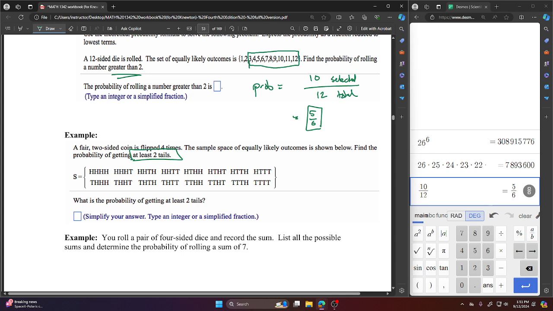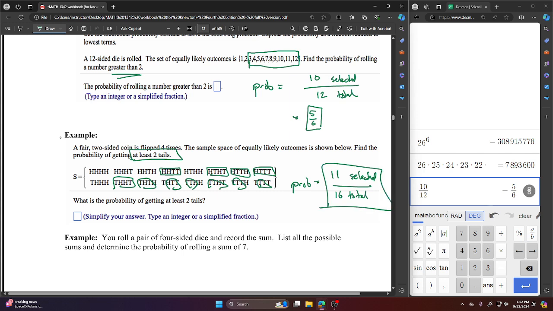So 2 tails, 3 tails, or 4 tails. All of those are fine. So I'm looking for at least 2. Does this have at least 2 tails? No. What about this guy? What about this one? And then no, yes, yes, yes, no, yes, yes, yes, yes, yes, yes. I'm getting lazy. But notice that again, I'm physically selecting them, right? 1, 2, 3, 4, 5, 6, 7, 8, 9, 10, 11. So my probability would be 11 out of 16. There you go. You got it. Now that does not reduce. You could check it on the calculator, but that's basically it. Oh, look, simplified fraction. There you go. Yay.